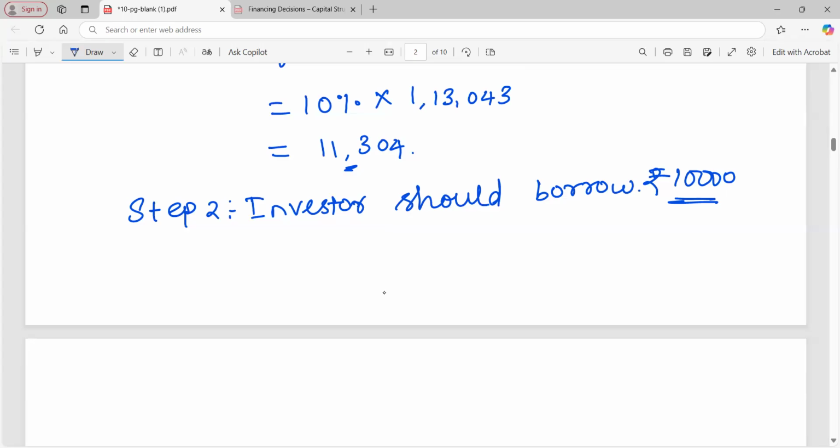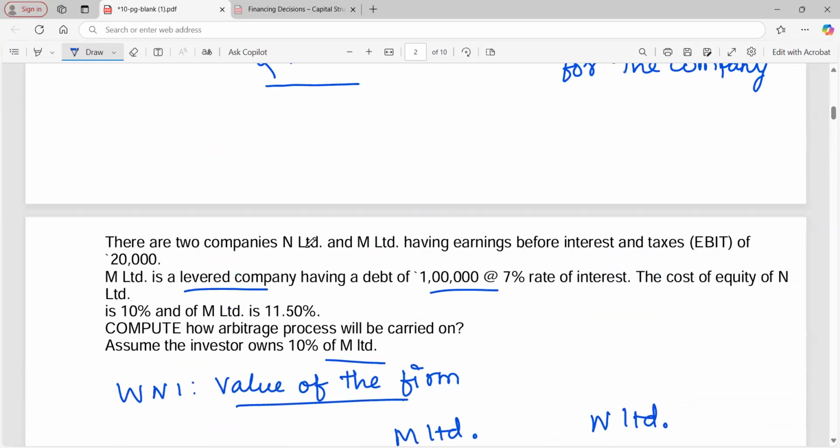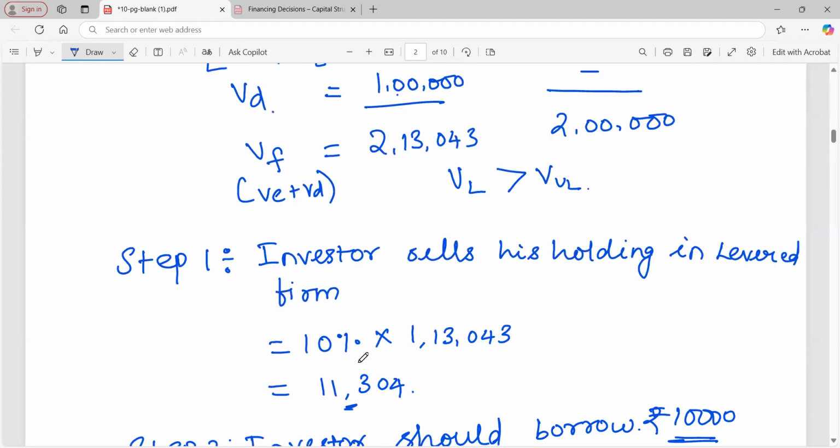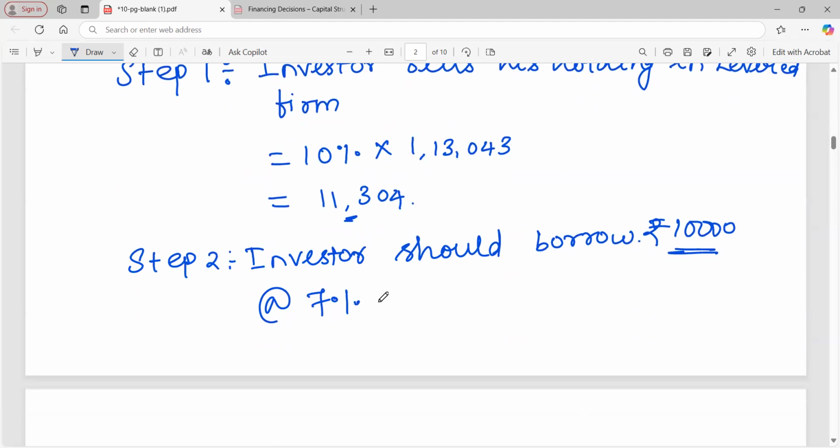At what rate of interest he should borrow? He will borrow it at 7% interest. Why 7%? Because M Limited was borrowing funds at 7% rate of interest. So it is assumed that the investor can also borrow at the same rate of interest. Now the investor should borrow 10,000 rupees at 7% interest.